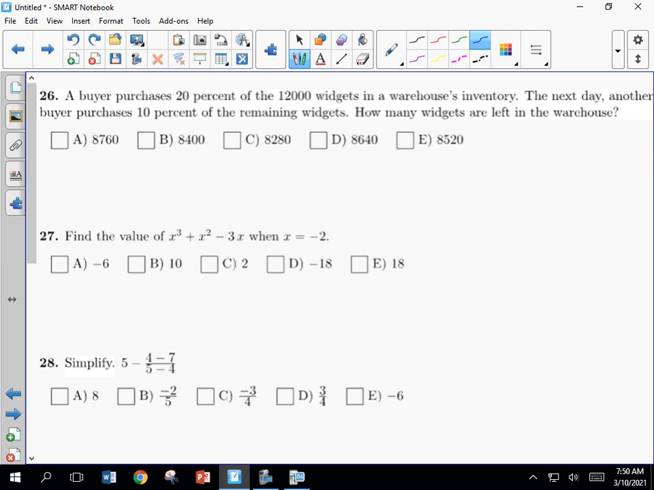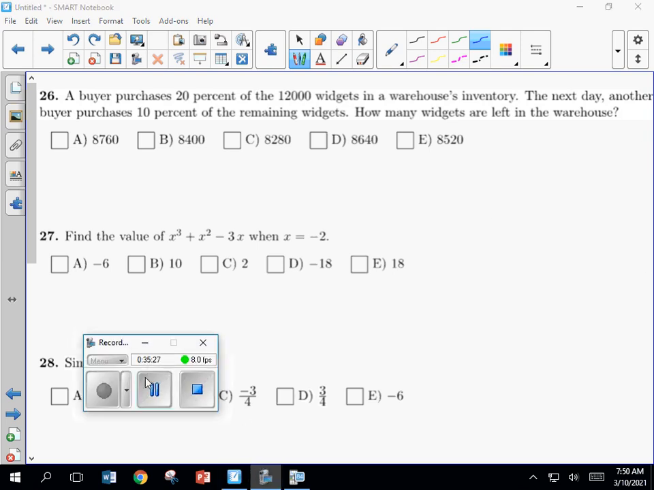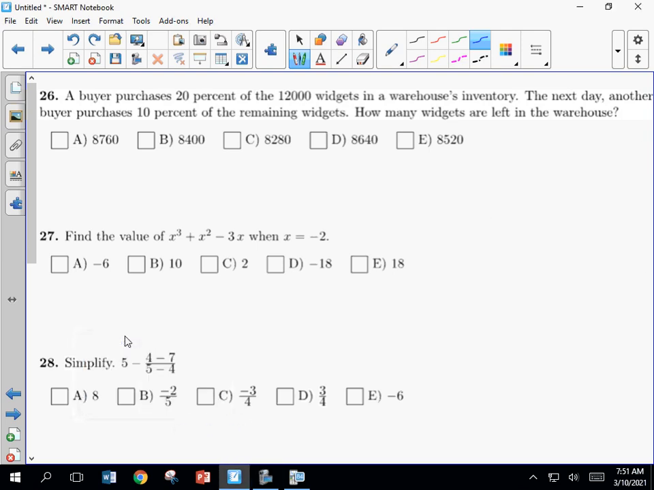A buyer purchases 20% of 1,200 widgets in the warehouse. The next day, another buyer purchases 10% of the remaining widgets. How many widgets are left in the warehouse? All right, so, here we go.